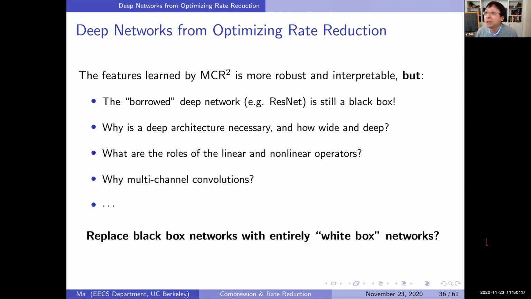But there's a big but that comes in. The network is still borrowed. We still borrow neural networks. It's still a black box. What happens in between, we don't know, right? Why do we need deep networks at all? We are learning a map, and there's nothing mathematically or theoretically that says why we should use layers. How wide, how deep? What are the roles of those linear and nonlinear operators? Why do I use convolution? Anything else? Why do we do that? So the question next is, can we make this process white box?